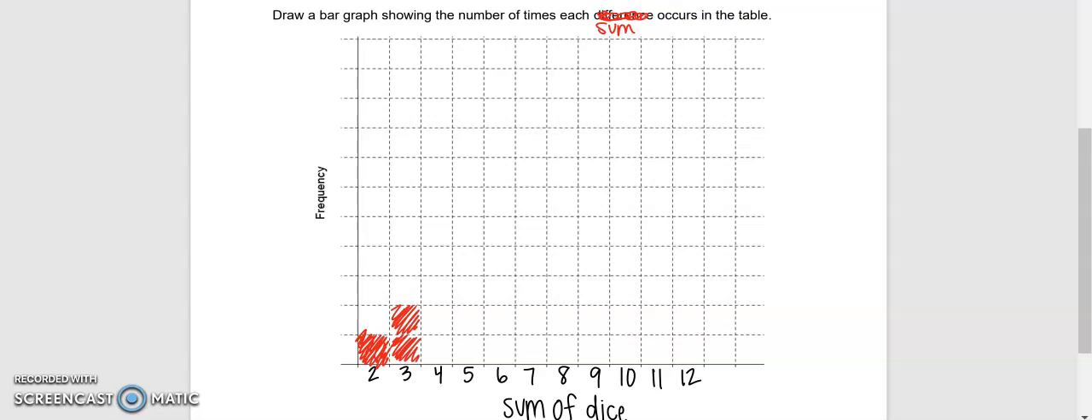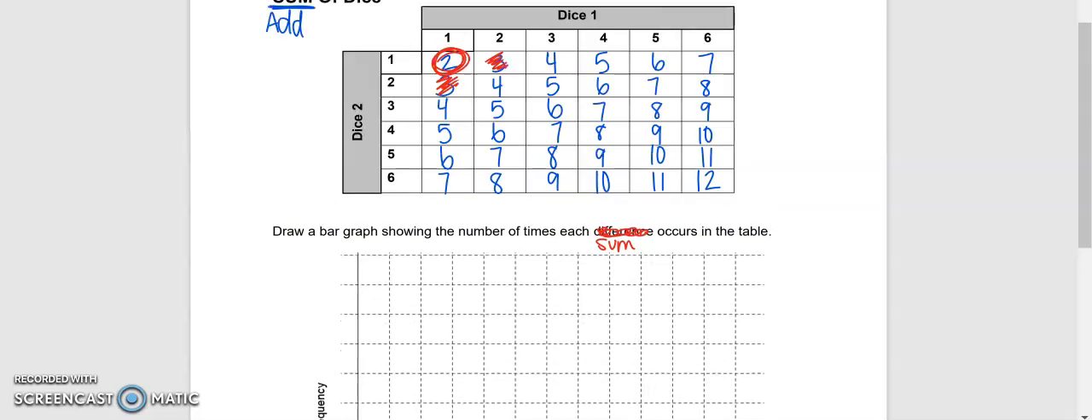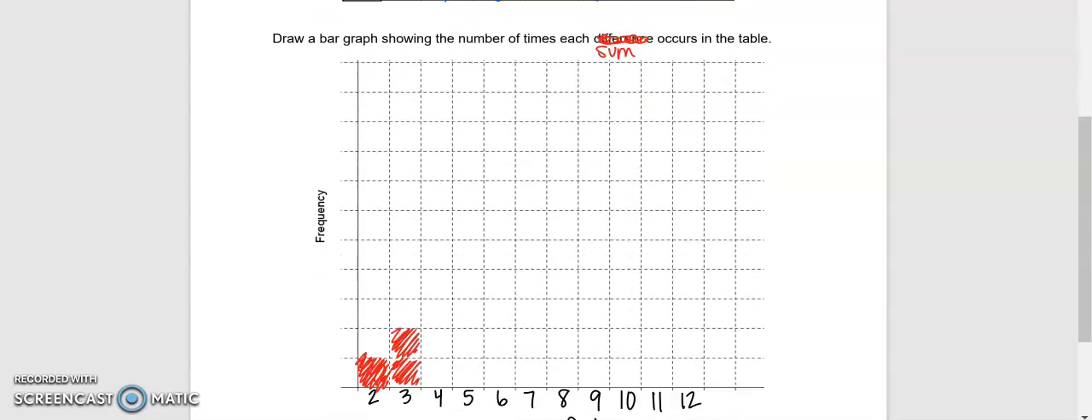And I'm going to continue this process 4 through 12. So if I come up here to the 4 and I count how many 4s there are, 1, 2, there's 3 4s in my table here. So I'm going to go down here, count to 4. There's 3 of them, so 1, 2, 3.